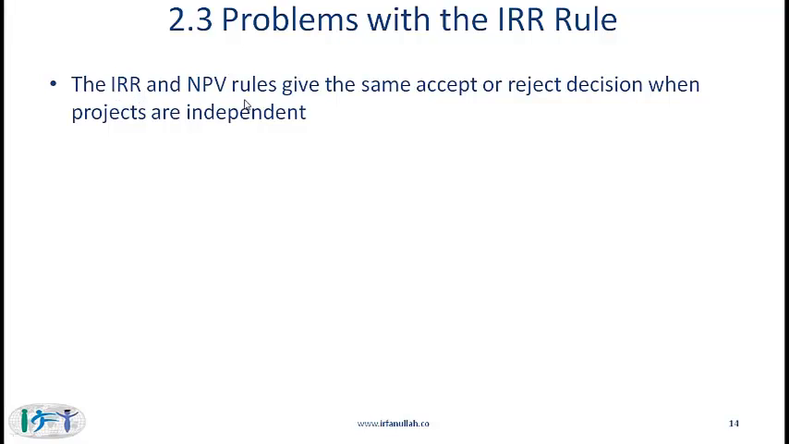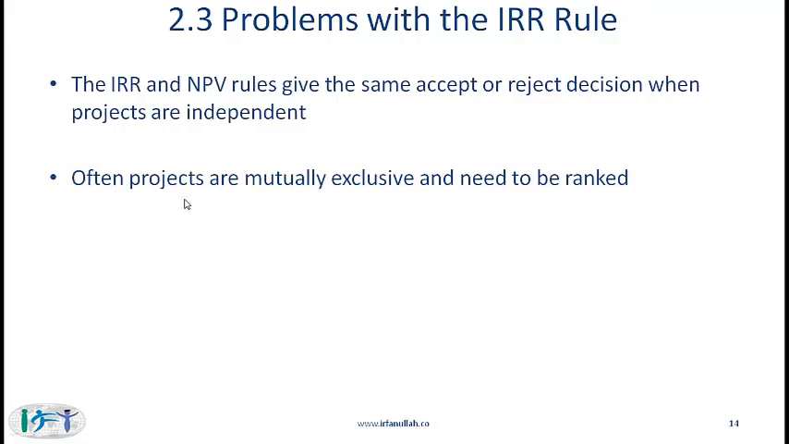The IRR and NPV rules give the same accept or reject decision when projects are independent. So no issues when projects are independent. But very often projects are mutually exclusive and need to be ranked. Most companies have a budget and obviously cannot execute all projects. Therefore, they need to select which projects to do. To select projects, they rank projects and then do projects that obviously rank well.